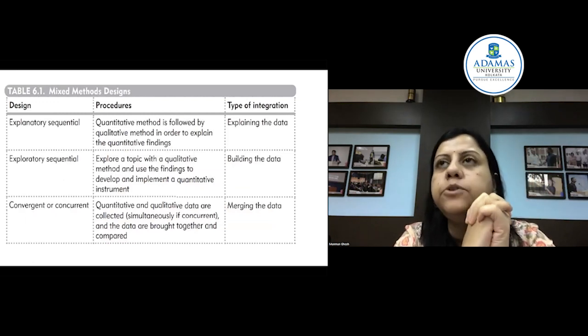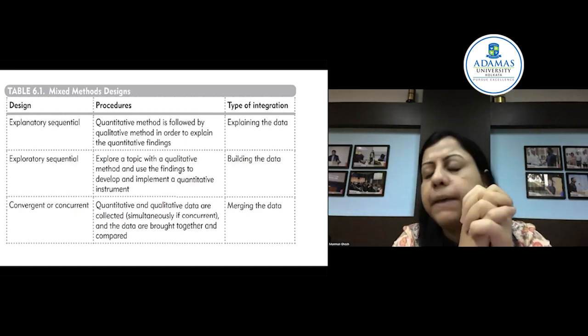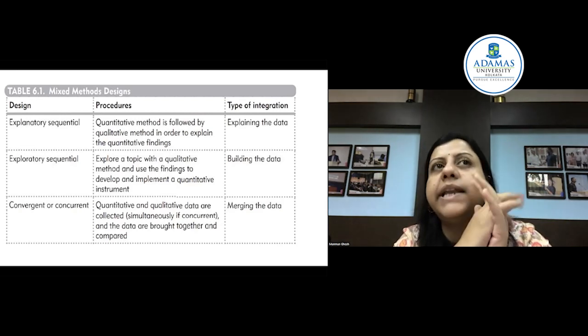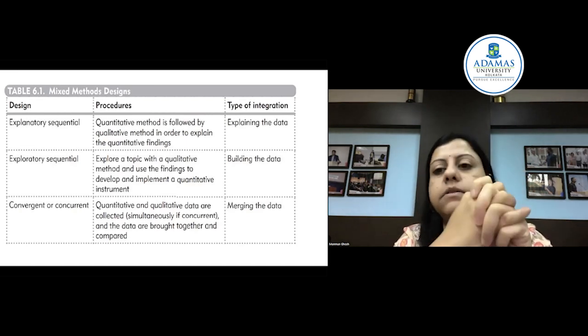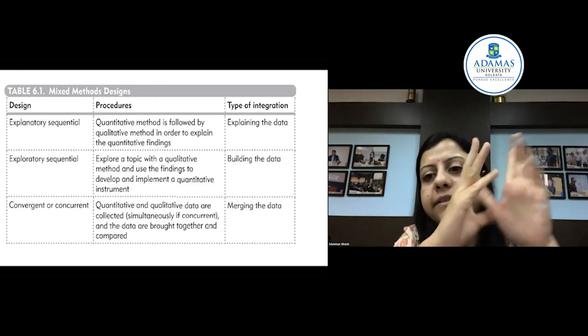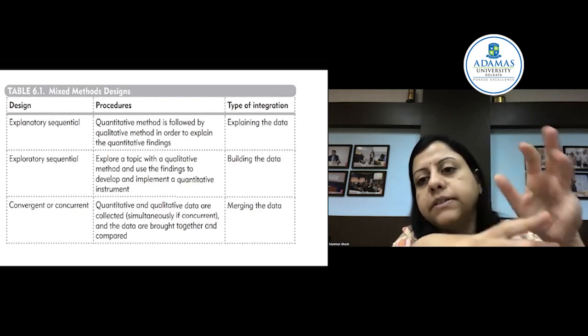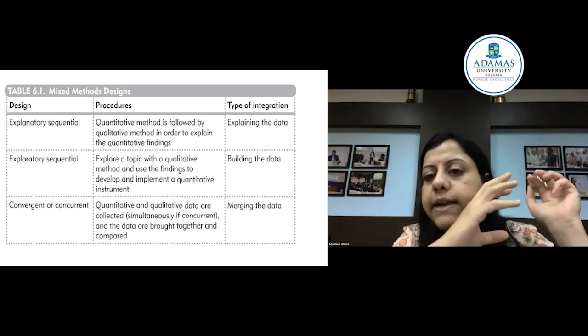When we do mixed method research, there are 3 famous designs that are very widely used in mixed method studies. Number 1 is sequential explanatory. Number 2 is sequential exploratory. And lastly is concurrent research or convergent research design. So if you see these 3 designs used in the research paper or literature you are studying, just understand that this is a mixed method design.